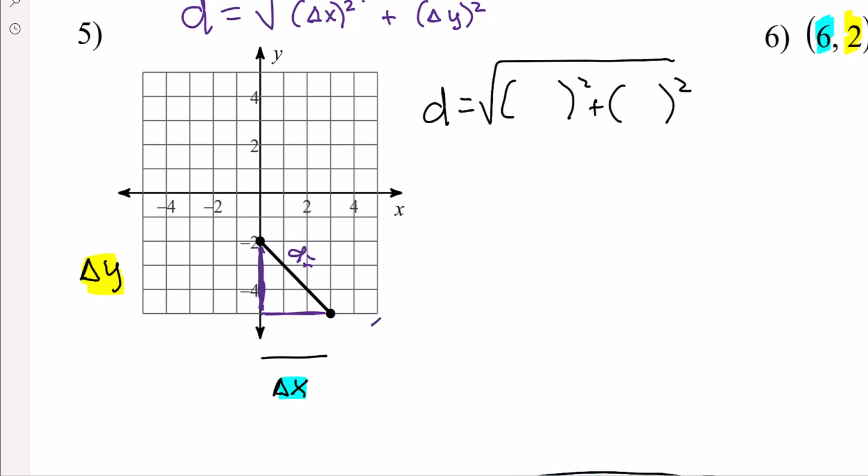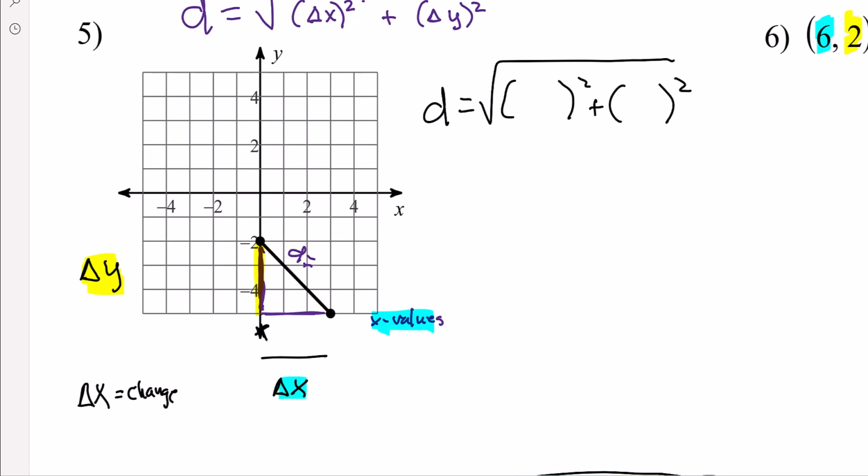These are the x values because they are parallel to the x-axis. This right here will be the y values because it's parallel with the y-axis. And this notation right here, delta x, means the change or the difference between the two x's.